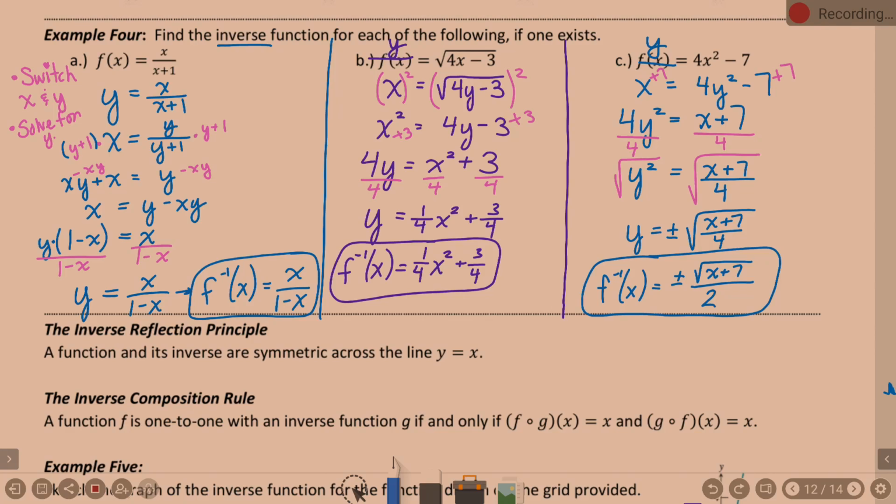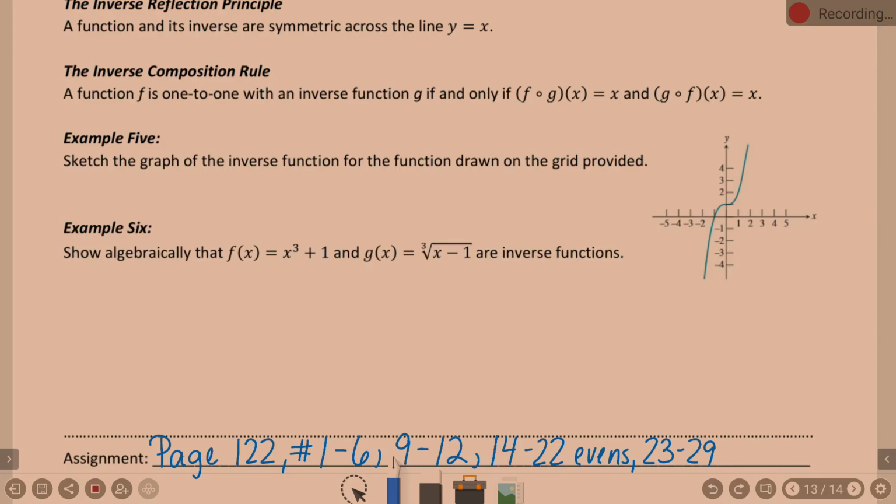One more section. There's really 2 topics here that we're going to talk about. The 2 topics are the inverse reflection principle and the inverse composition rule. Now, we're going to state them and then we'll look at our examples. So, inverse reflection principle. This is just the fact that a function and its inverse will always reflect. They use the words symmetric across the line y equals x. If it's symmetric across something, it reflects across something, right? So symmetric across the line y equals x.